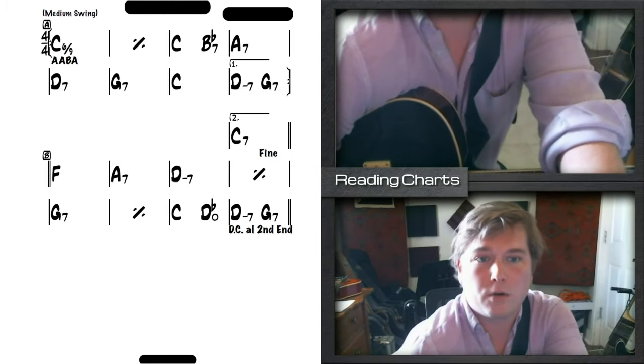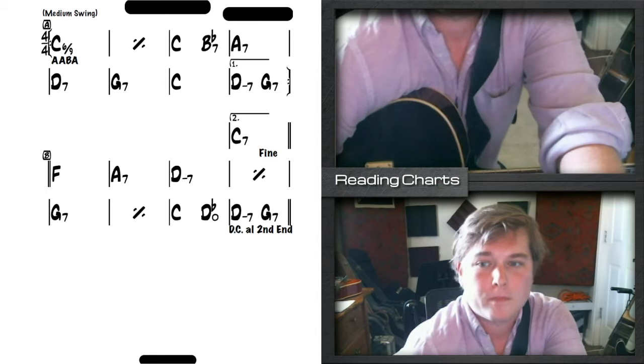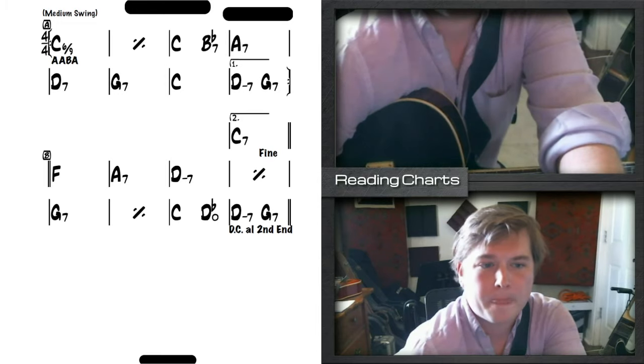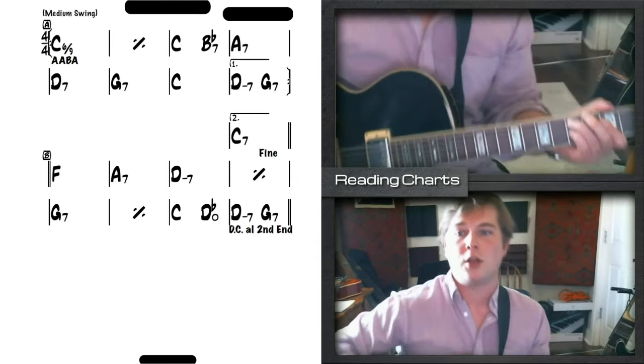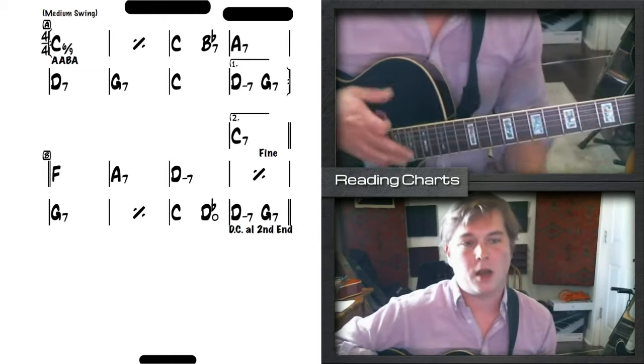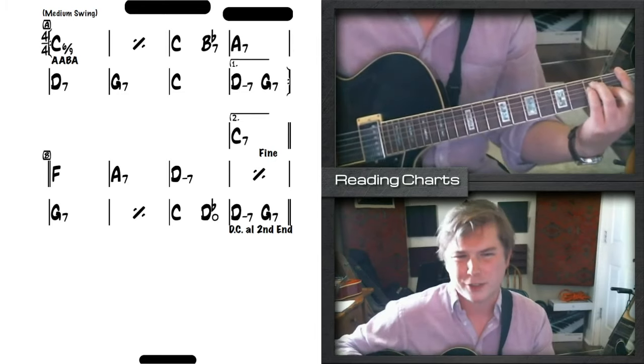Let's see here. So let's move on to the B section, and then we're going to move on to the minor 2-5. Okay, so we're on the B section of the tune. It says F. Do you play just a regular F? You can. Like I said, do something cooler.